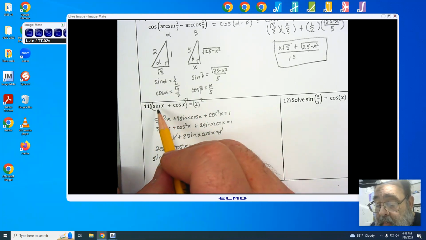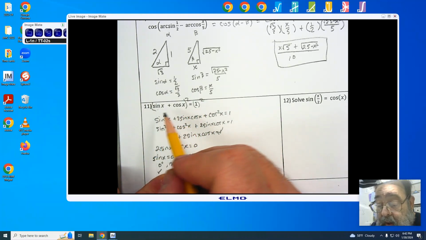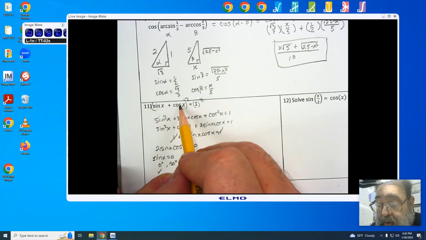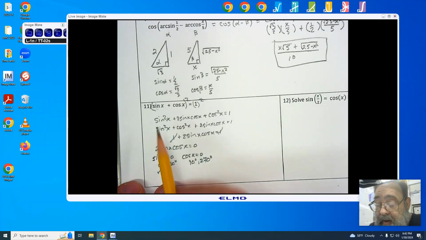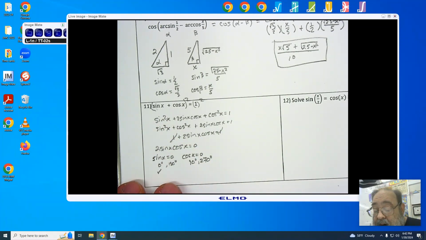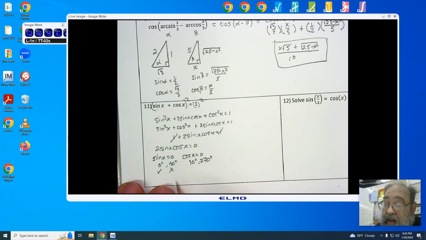But if I put in 2 pi over 3, 150 degrees isn't going to work. Okay, think about it. The sine of 150 degrees is 1/2. The cosine of 150 degrees is negative 1/2. That gives me 0, not 1, and therefore this fails. It is what we call an extraneous solution.